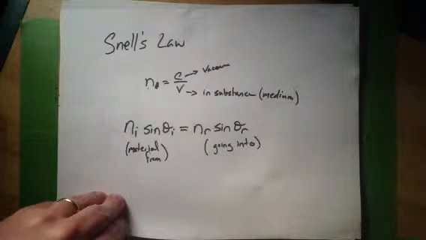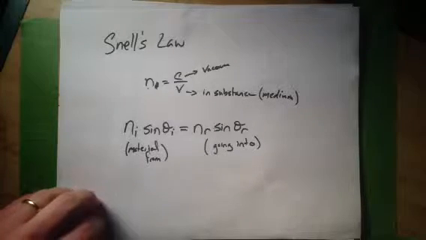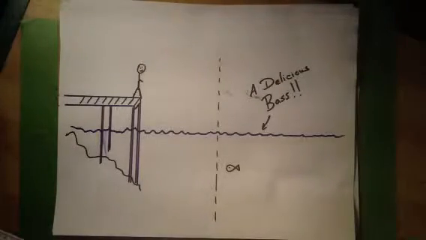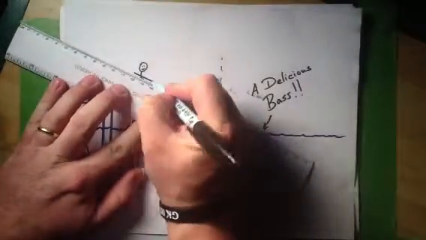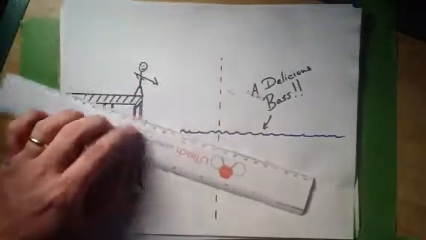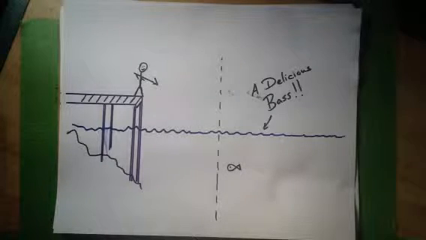Alright, now here's how that comes into play. Whenever light hits something, it bends, okay? I'm going to give you the idea of how it bends. Now, say we've got somebody fishing here. We'll call this person maybe Duncan. And let's say Duncan likes to fish. But Duncan's not just an ordinary fisherman. Duncan likes to spearfish. So Duncan's going to get out here and spearfish and try to get that fish. Now, where should he aim to get the fish?